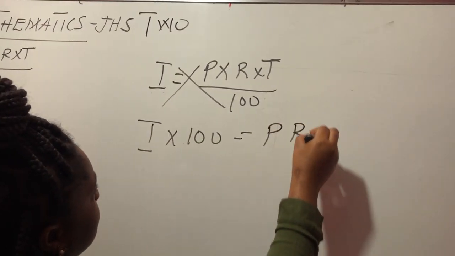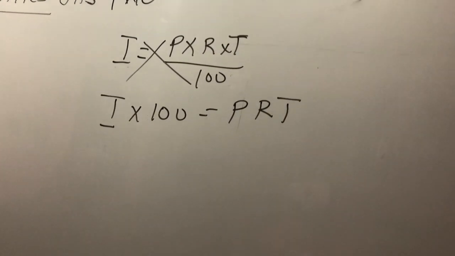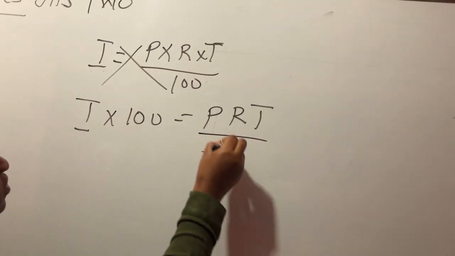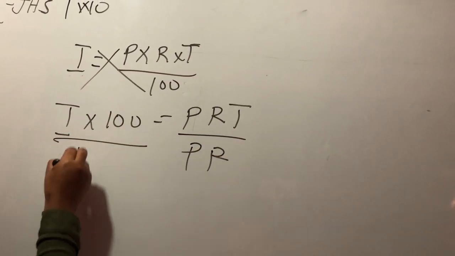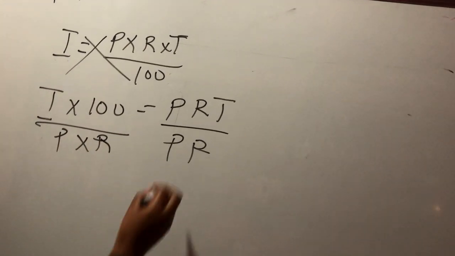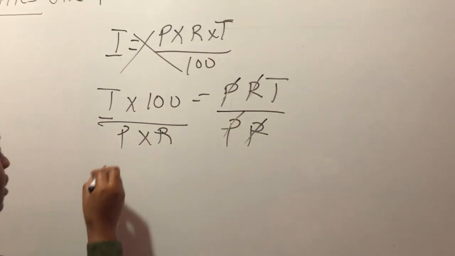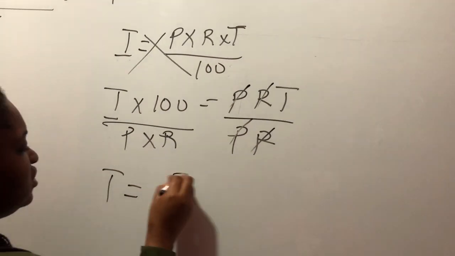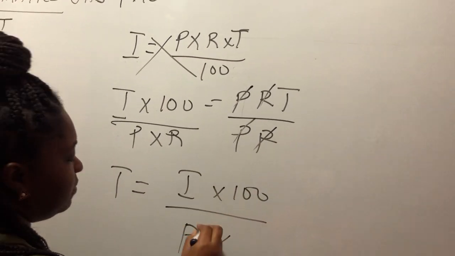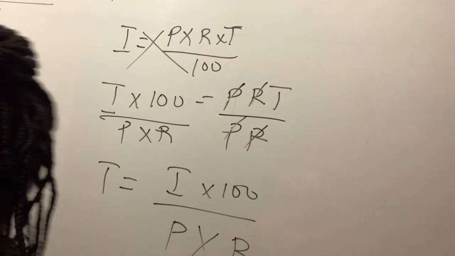P R T. Which one do we want to start on its own? It is the time. So divide through by PR. You divide through here by what? P times R. PR is the same as P times R. So this one cancels, this one cancels, this one cancels. The formula for time is what? Interest times 100 all over what? Principal times rate.